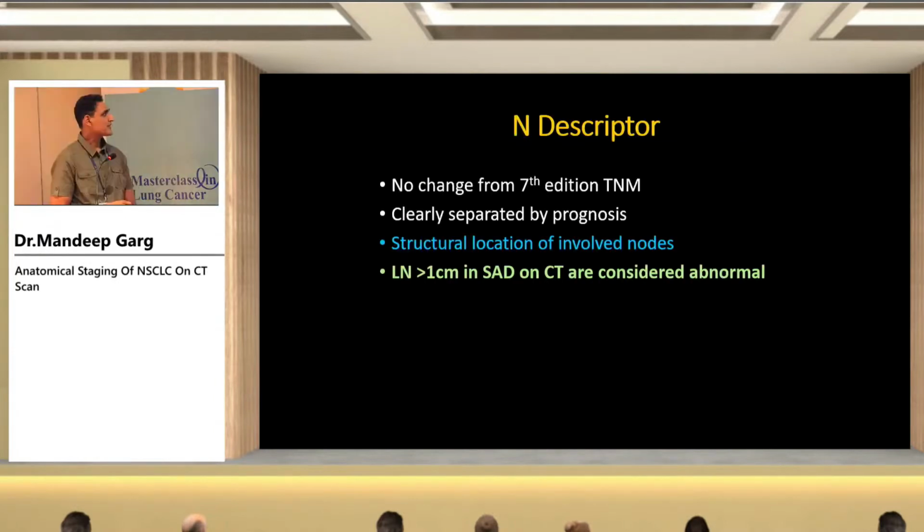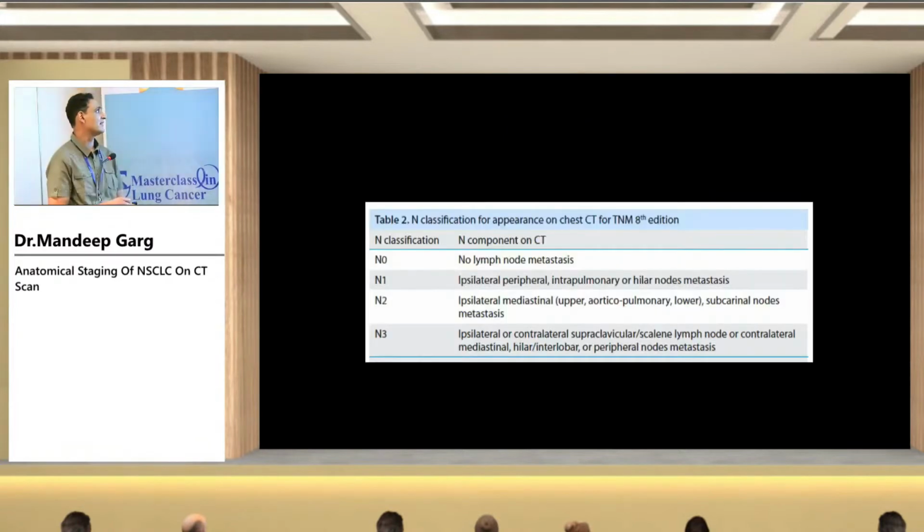Then moving on to the N descriptor. There is no change from the 7th edition. Any lymph node which is more than 1 centimeter in short axis diameter on CT scan is considered abnormal. And primarily, it is the anatomic location of the involved lymph nodes based on which we give the N descriptor on CT scan.